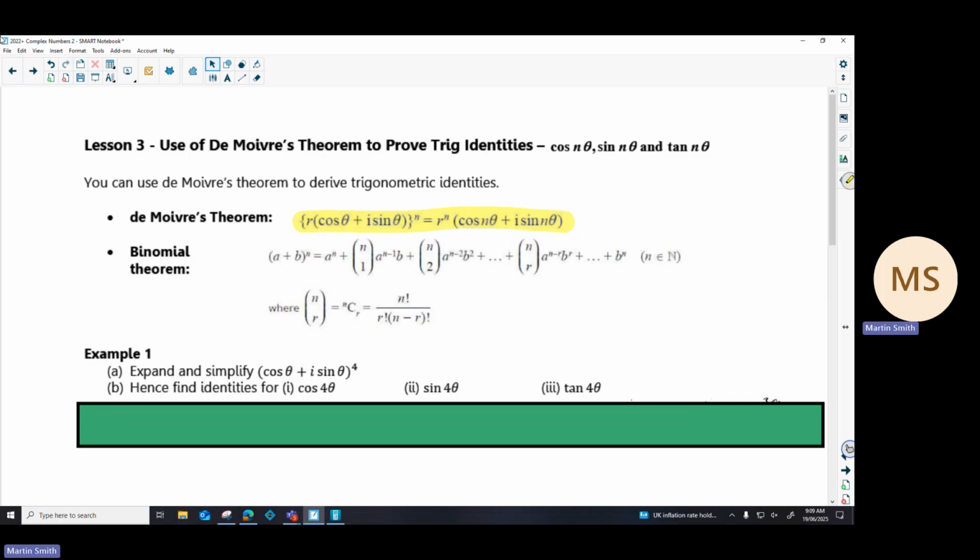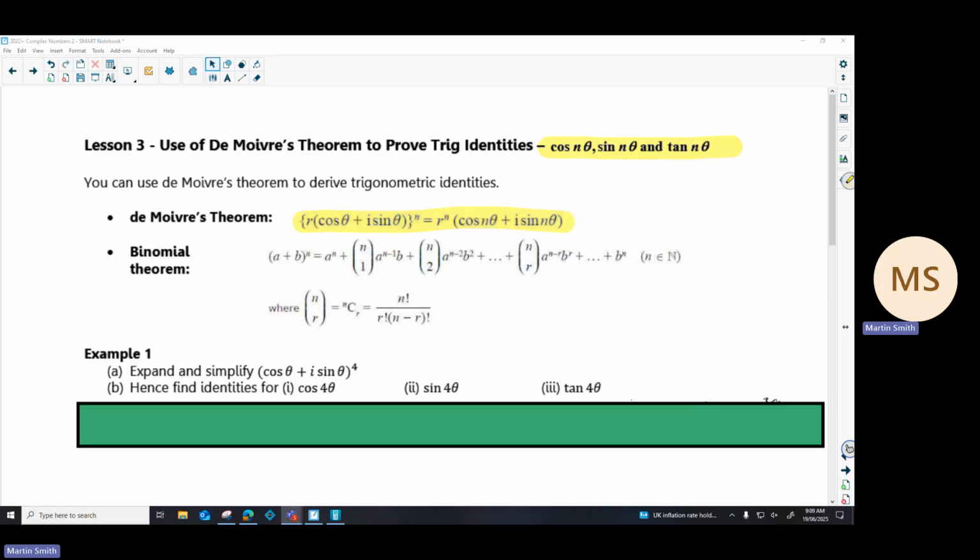Last lesson, we saw how to use that to do powers of complex numbers. Today, what I'm going to do is show you how to use De Moivre's theorem to prove a very specific type of trigonometric identities. What we're interested in today is identities where on the left-hand side you've got cos n theta, sine n theta or tan n theta, where n is an integer.